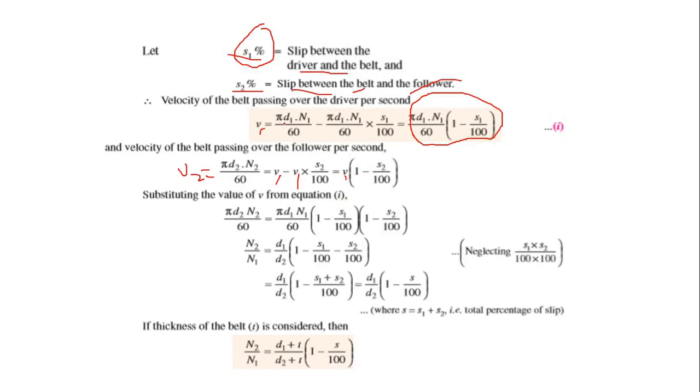If we put the value of V1 from this equation, we can write pi d2 n2 by 60 is equal to pi d1 n1 by 60 into 1 minus S1 divided by 100 into 1 minus S2 by 100.